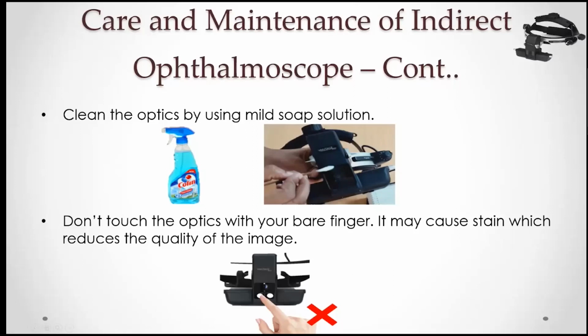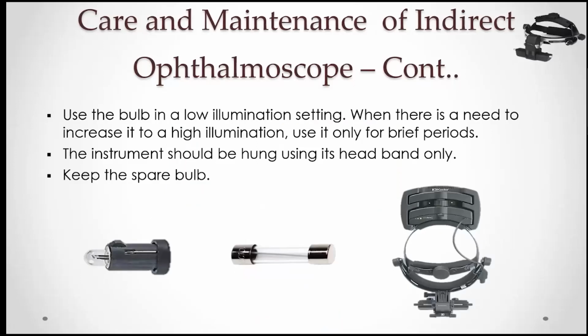Next, you can use the bulb in the low illumination setting or the optimum illumination setting. There is no need to keep the illumination at 100% always. You can keep it at optimum illumination, and when there is a need, you can increase it. Otherwise, keep it at optimum illumination so that you can prolong the lifetime of your bulb. You may all know the bulb of the equipment is quite costly and expensive. The headband of the instrument should be hung in its exact place, and you are not supposed to keep the instrument in any other place. Also keep a spare bulb with you to reduce the downtime.